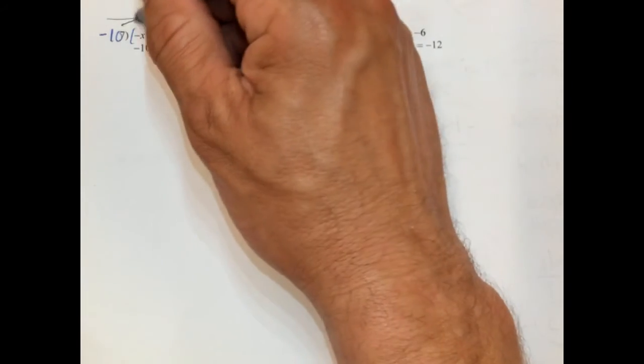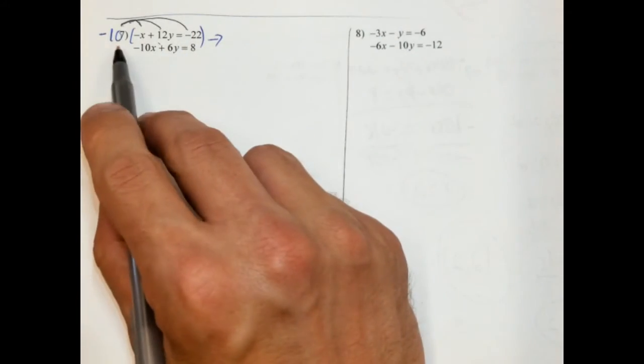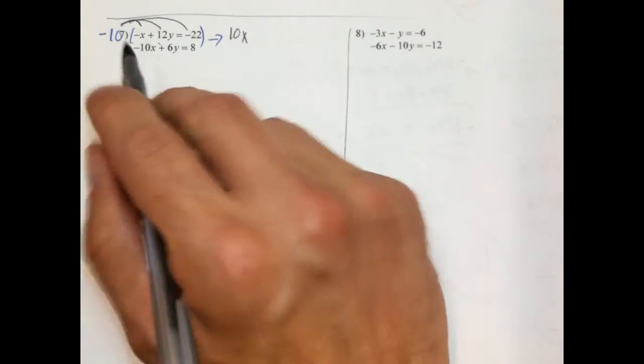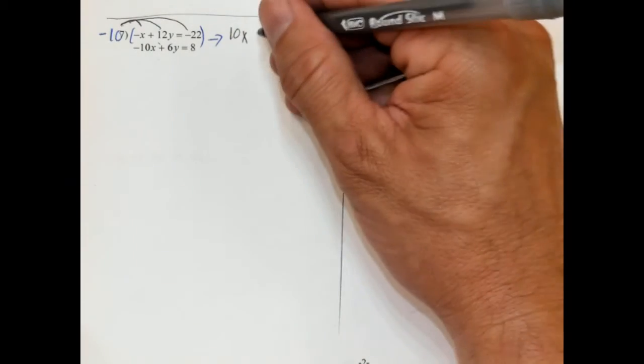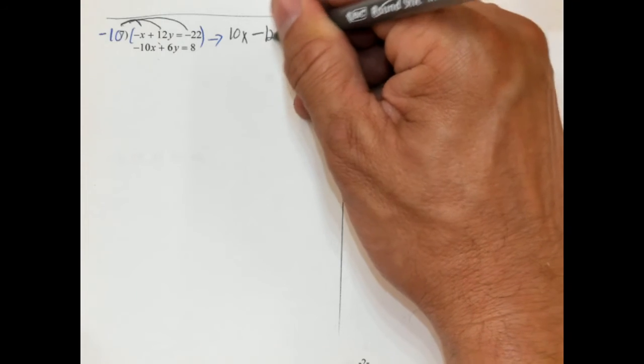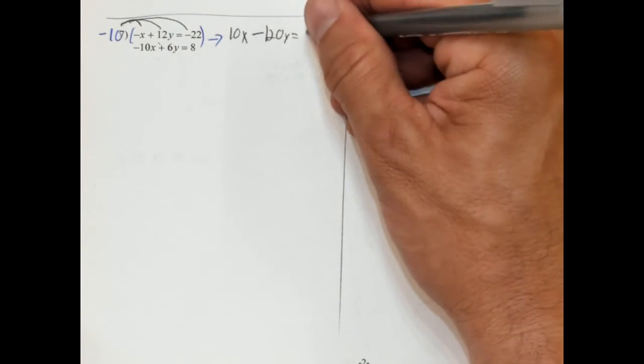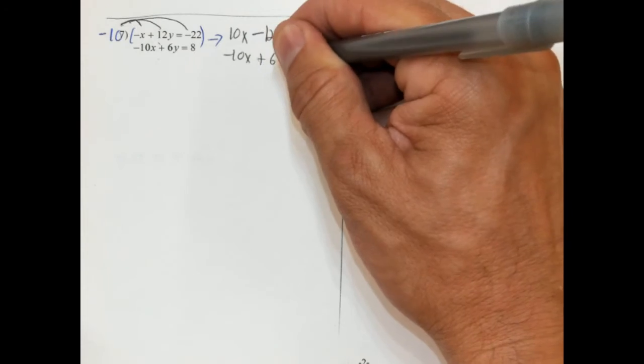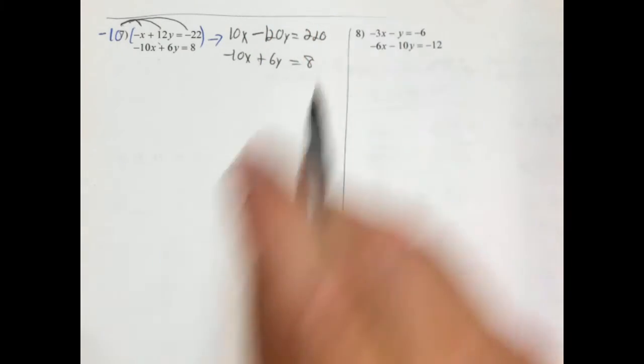So let's distribute this. Negative 10 times negative 1 is going to be positive 10x. Negative 10 times 12y will be minus 120y. And negative 10 times negative 22 will equal positive 220. And we just bring down this other equation without any changes: negative 10x plus 6y equals 8.